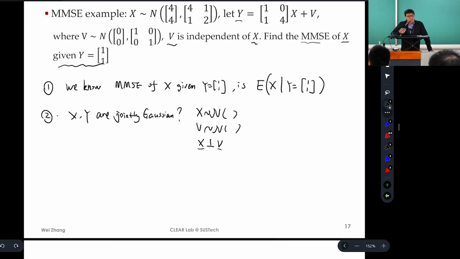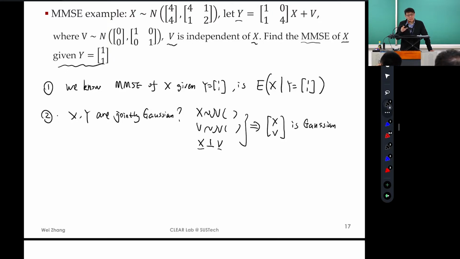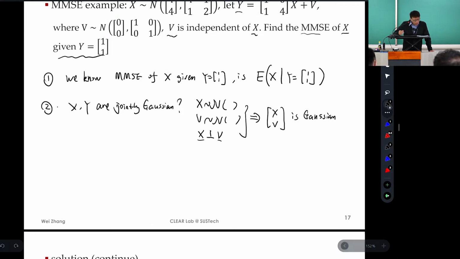But if they are independent, then the claim I can make is X and V are jointly Gaussian. So the whole vector is Gaussian. Are you with me? The direct consequence of these three is I can only say X and V are jointly Gaussian. I cannot say other things, all right? But Y is a linear transformation of X and V. So Y is Gaussian. I can only say Y is Gaussian.